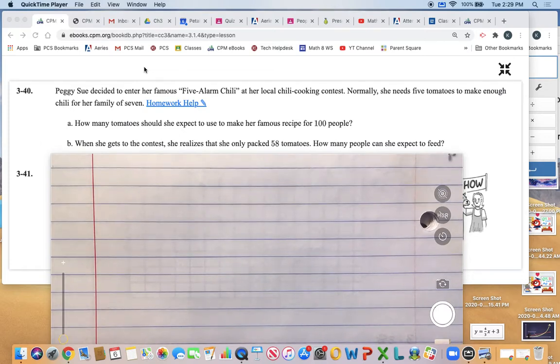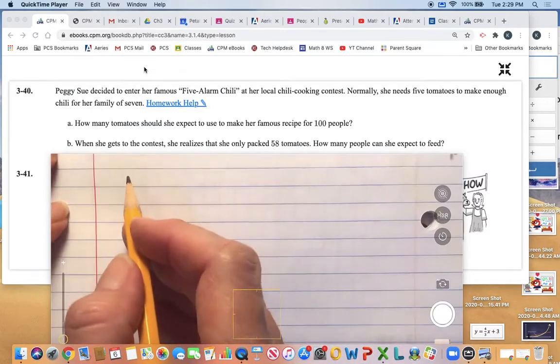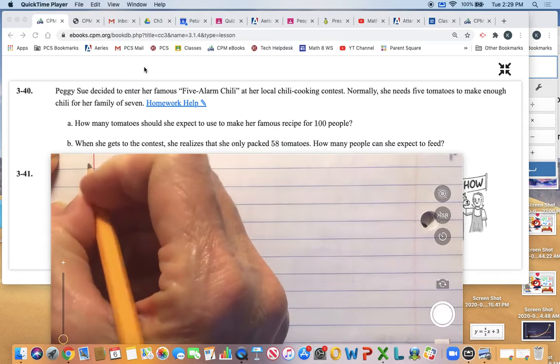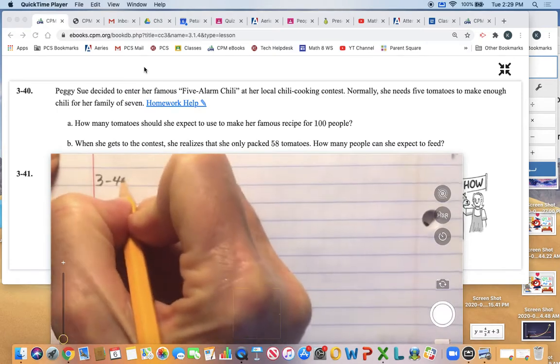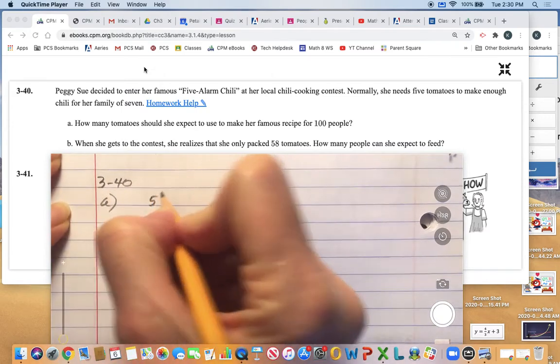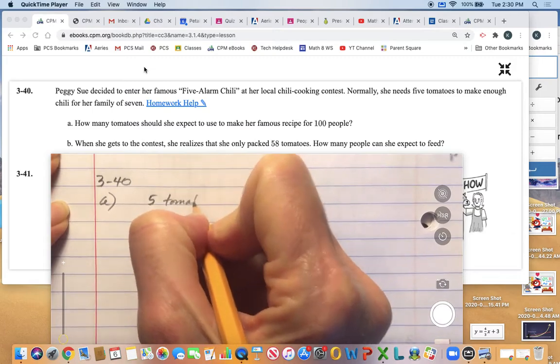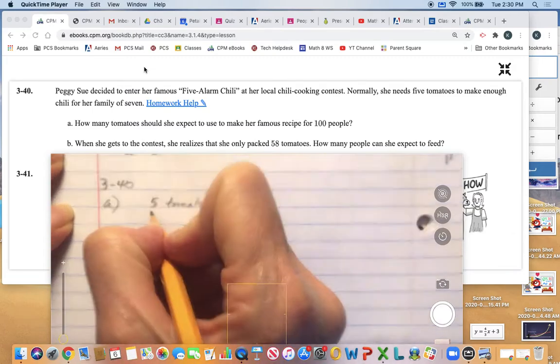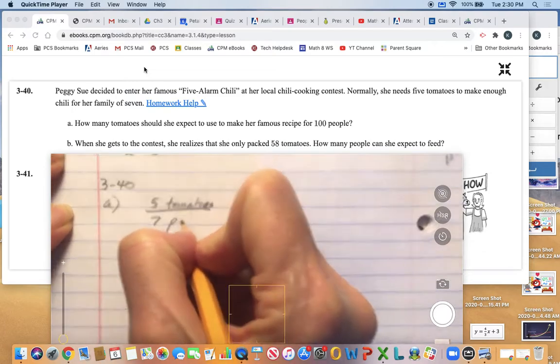All right, so by the sound of this, it sounds like a proportion problem. So we'll be setting up proportions. And the first proportion that we need to set up is the one that comes from "normally she needs 5 tomatoes to make enough chili for her family of 7." So let's go ahead and write that down. So here's our problem number, 3-40. And we're working on A, and she needs 5 tomatoes for her family of 7 people.